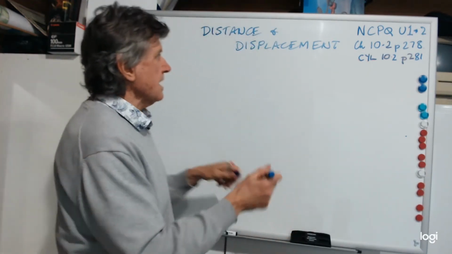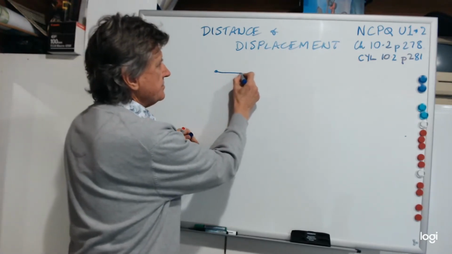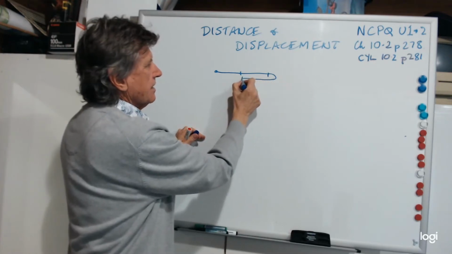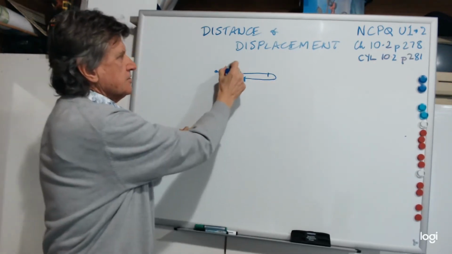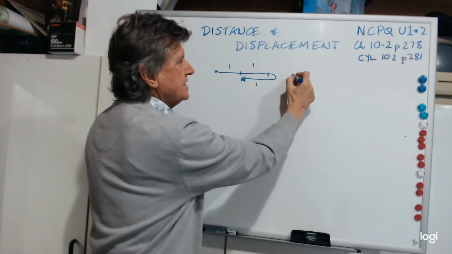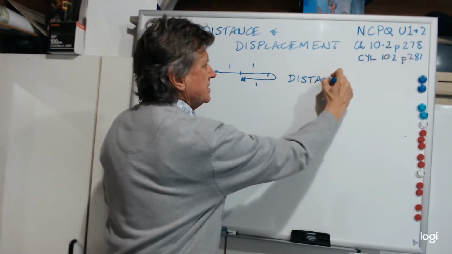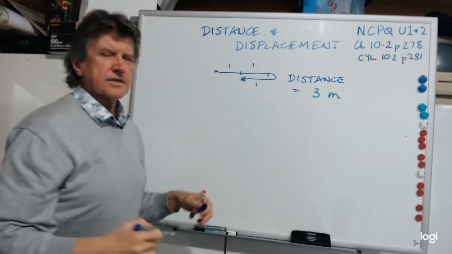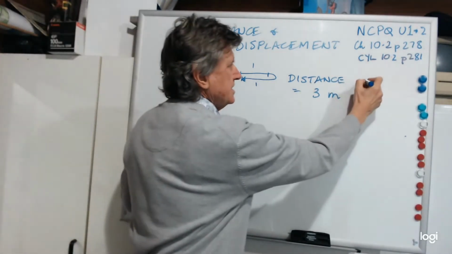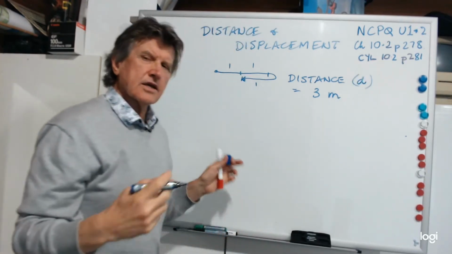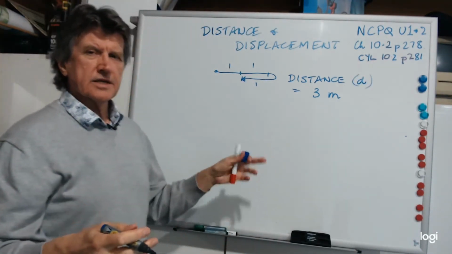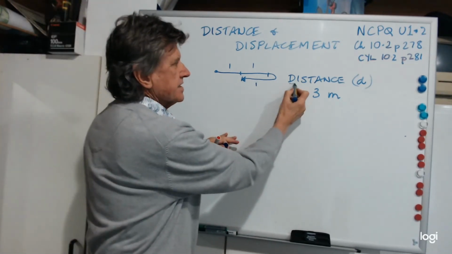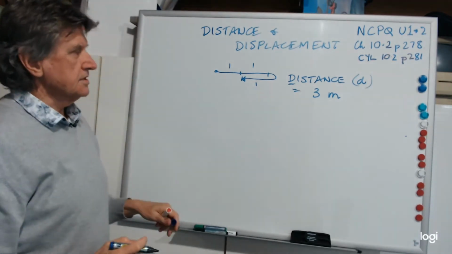So what's happened is I've started here, I've gone 2 metres, and then I've turned around and come back to there. So that's 1 metre, 1 metre, 1 metre. My distance is 3 metres. Now the symbol for distance is just D. I think you would have learnt that in grade 10. You might have talked about displacement and used a D as well, but we save D for distance. It's basically the first letter of the word distance.